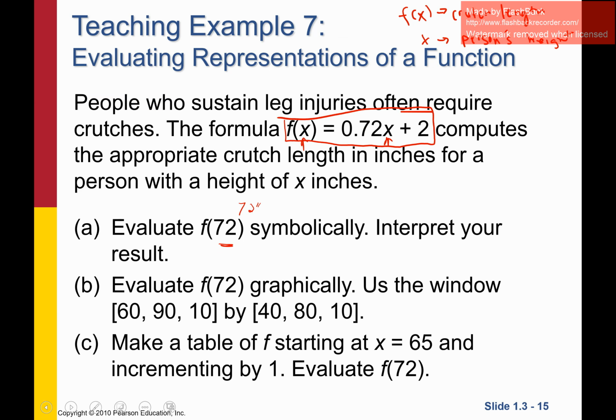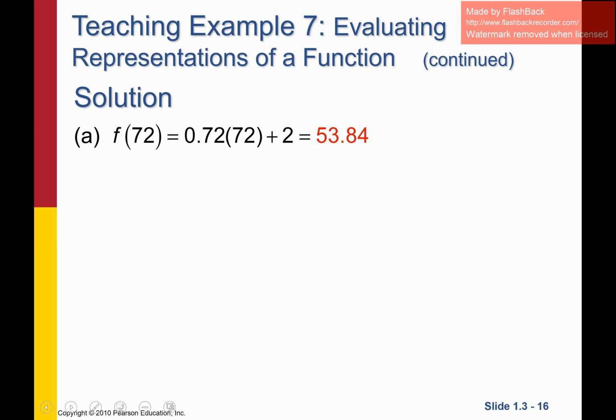Then we're going to evaluate 72 again, and we're going to use these particular windows. So this is really, the first one is x is less than 90 and greater than 60. And then y is less than 80 and greater than 40. That's what this means right here. And this 10 right here, these are increments of 10. And then we're going to make a table, okay? So the first one, let's evaluate it. So 0.72 times 72 plus 2, okay?